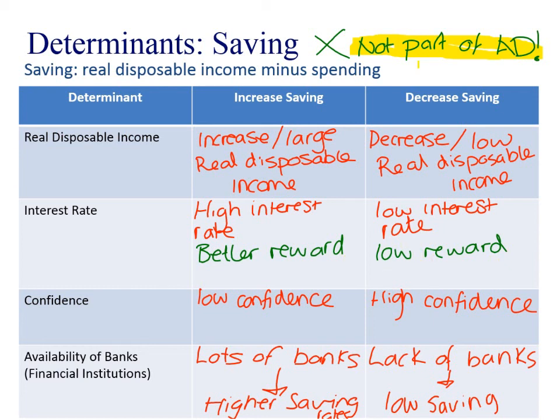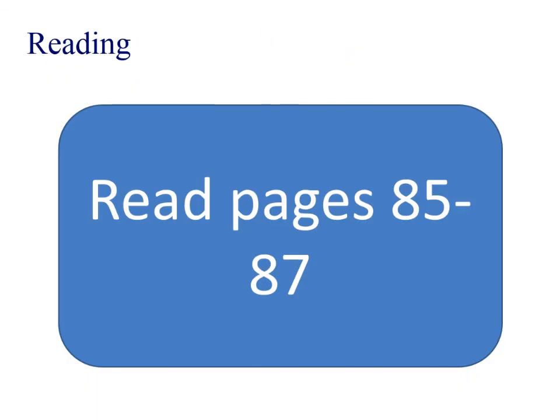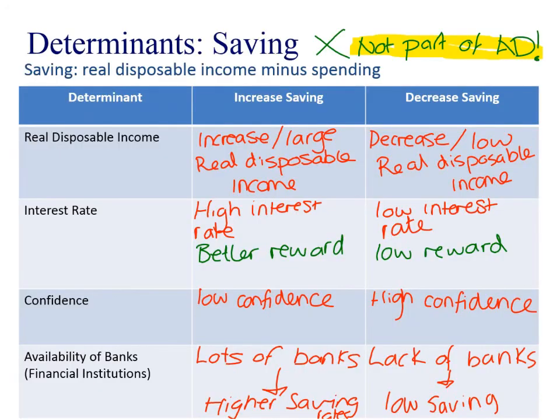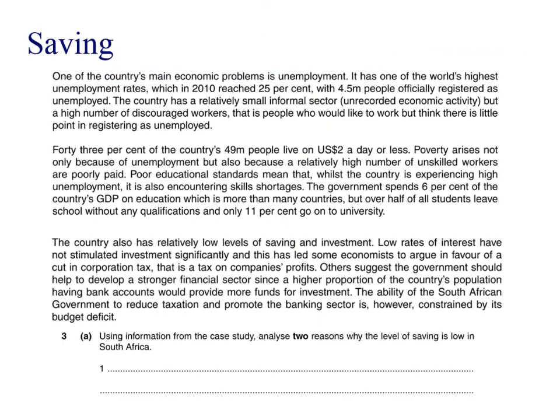Higher interest rates, better reward for saving, so you increase your savings. Lower interest rate, lower reward for saving, decreased savings. Confidence: if you have low confidence, with people losing jobs and a high rate of unemployment, you might increase your saving just for a rainy day because you think there's going to be a rainy day. And the availability of banks as well, financial institutions, other places where you can actually save your money safely, where you can gain interest on your savings and you're not worried that you're going to lose your savings.